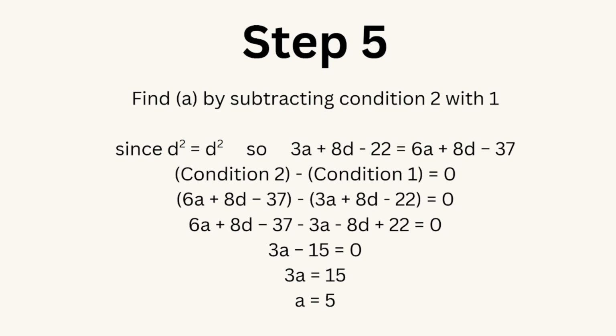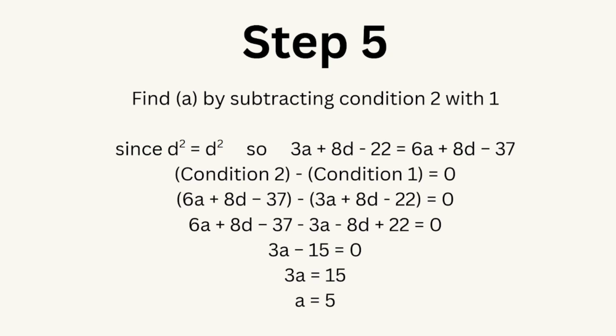This is step 5. Find a by subtracting condition 1 from condition 2. And just now I said that moving everything but d squared is important because, as you can remember, condition 1 and condition 2 are both d squared equals, which means they are all equal. And by using everything other than the d squared, which is 3a plus 8d minus 22 equals 6a plus 8d minus 37, which is condition 1 equals condition 2, we can find a.